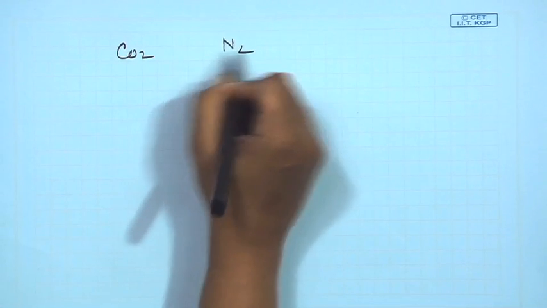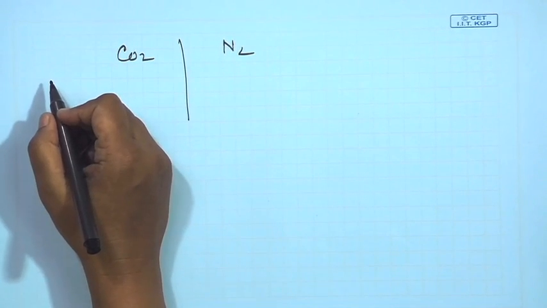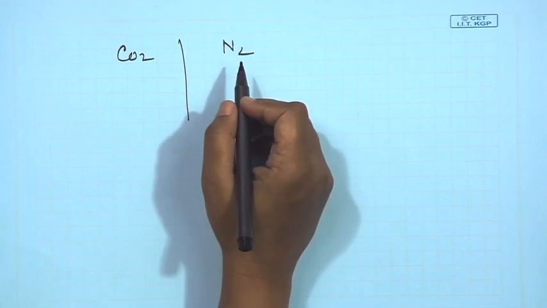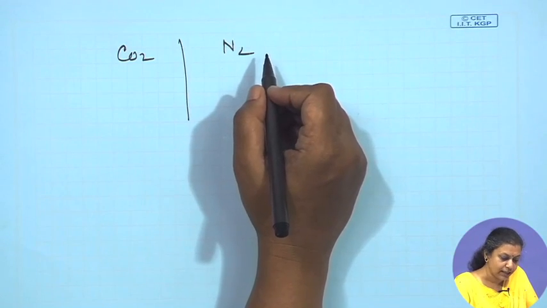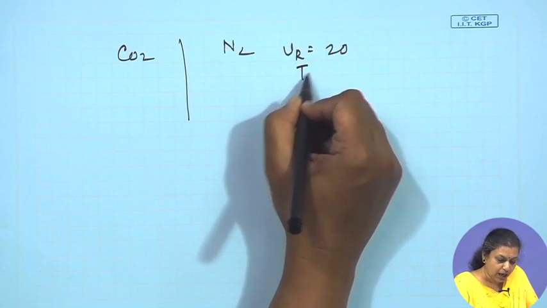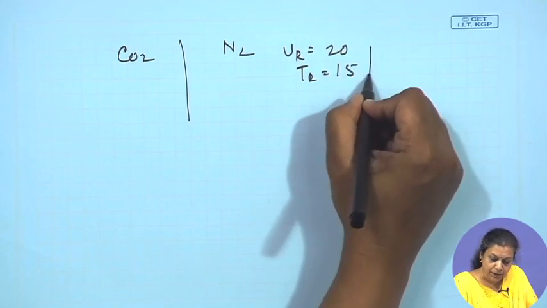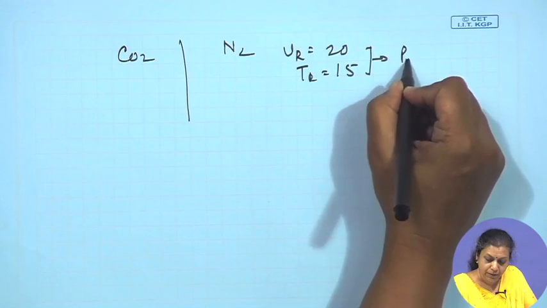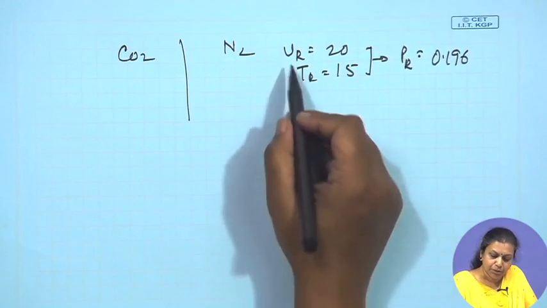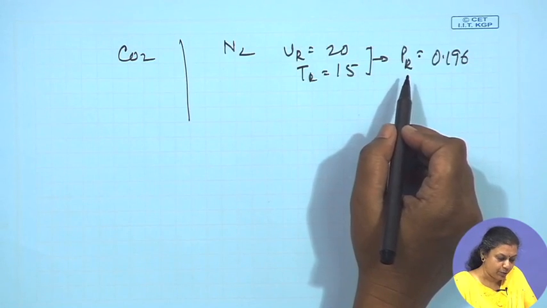For example, if I give you a very specific example, say carbon dioxide and nitrogen. For these two gases, I can very well tell you that, just like all the gases, suppose at a constant Tr, say at Vr equals 20 and Tr equals 1.5, both the gases should have a Pr which equals 0.196, because they obey the law of corresponding states.